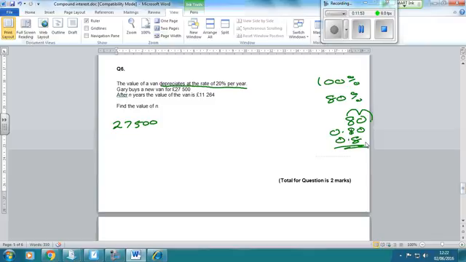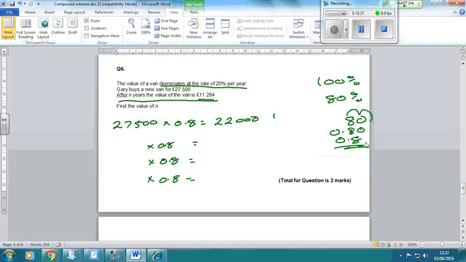So 27,500 is what it costs initially. After the first year, if we times by 0.8, we get 27,500 times by 0.8, we get 22,000. So that's after 1 year. It says Gary buys a new van for 27,500. After n years, the value is that there. So this is after 1 year. So if we times our answer by 0.8, that's going to be after 2 years. Times by 0.8, that's going to be after 3 years. Times by 0.8, after 4 years. And we've got to keep going until we get 11,264.